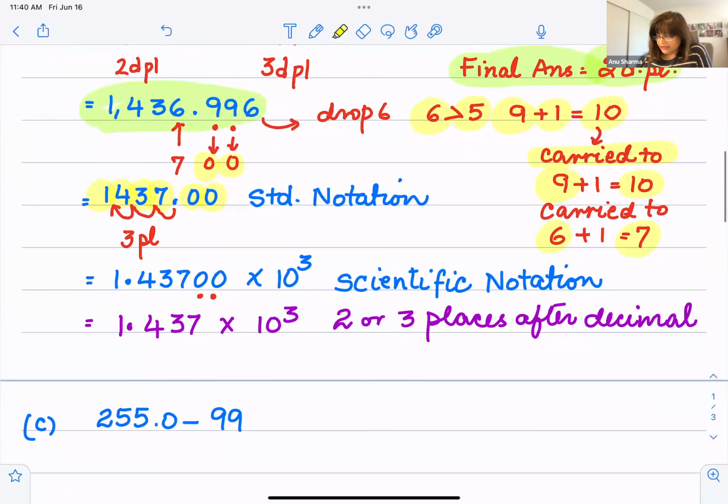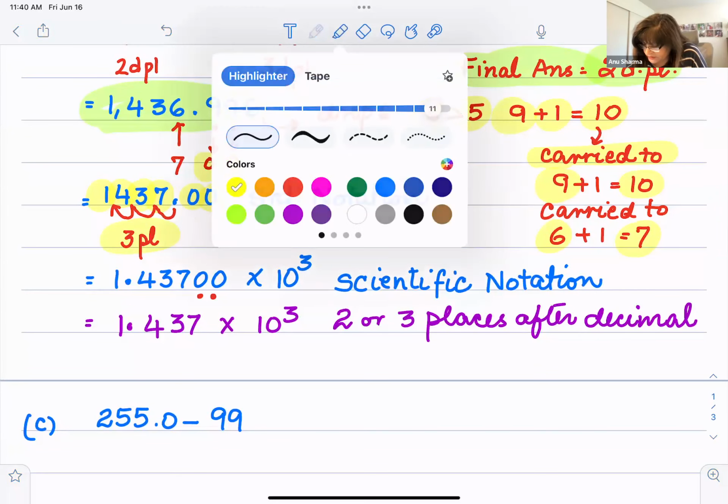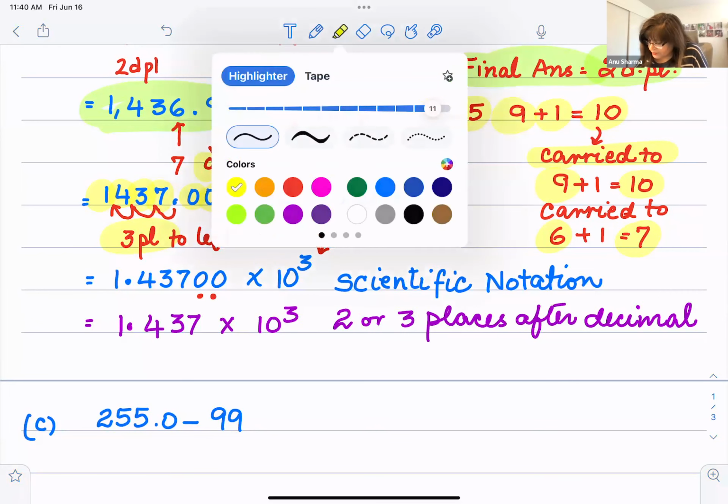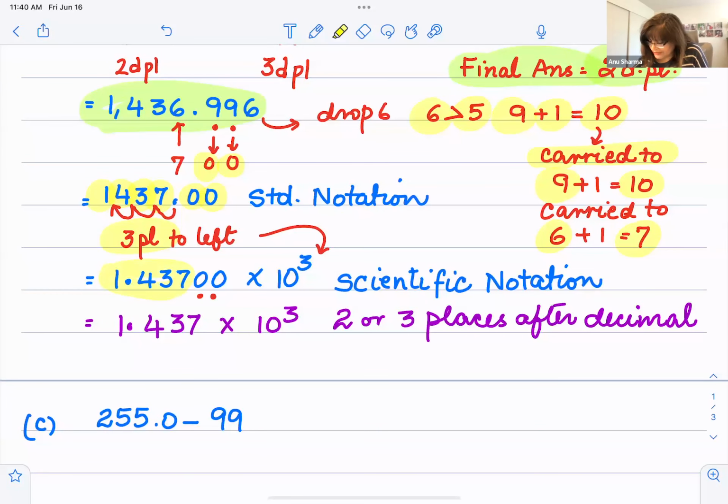But if you're writing it in scientific notation, you move the decimal 3 places to the left. When you move 3 places to the left, that shows here as 10 to the power +3. If you move to the right, it's negative, but if you move to the left, it's positive. So here this number now becomes 1.437.